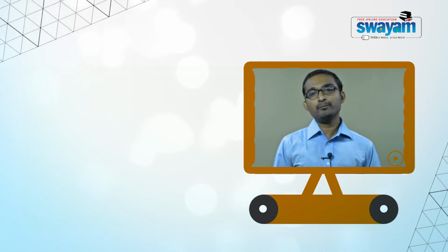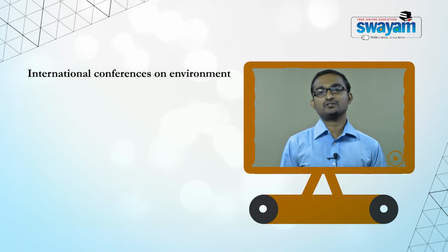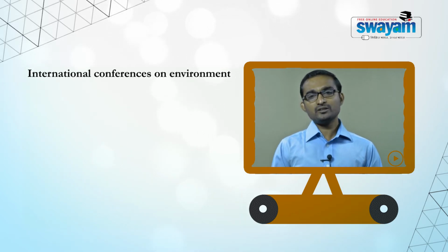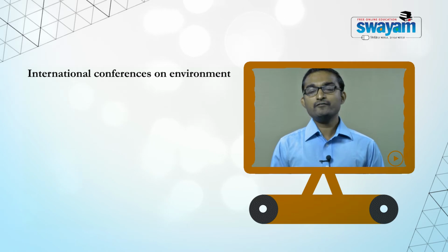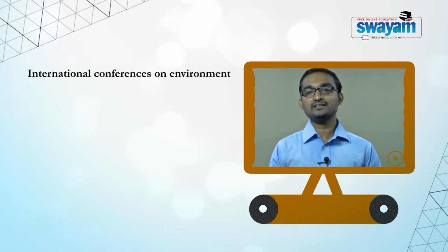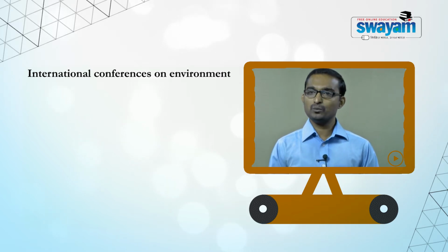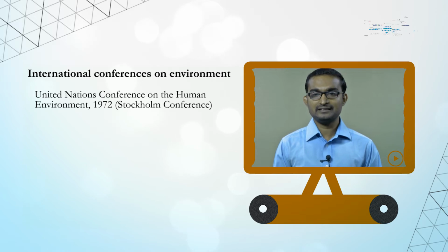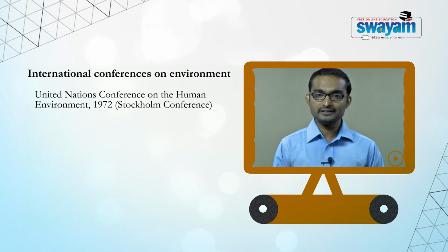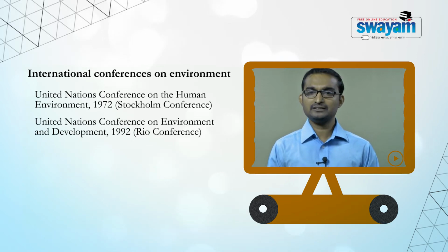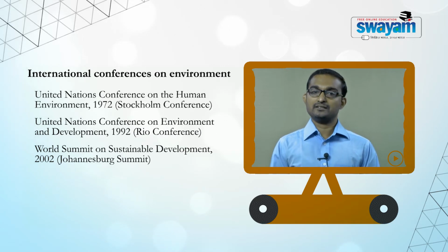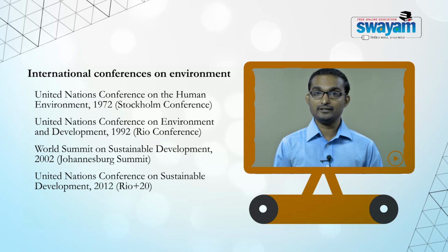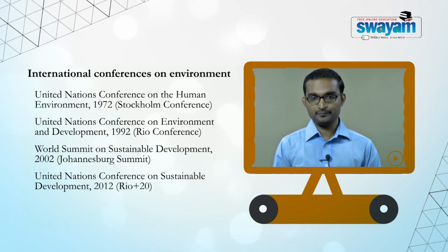Now let us move on to the next important part of this module, international conferences on environment. An important question to start with is why we need to take international conferences on environment seriously. Before answering this question, let me point out some of the major international conferences on environment. The first one is the United Nations Conference on the Human Environment 1972, popularly known as the Stockholm Conference. The second is the United Nations Conference on Environment and Development 1992, known as the Rio Conference. Third, the World Summit on Sustainable Development 2002, known as the Johannesburg Summit. And the fourth is the United Nations Conference on Sustainable Development 2012, known as Rio Plus 20.